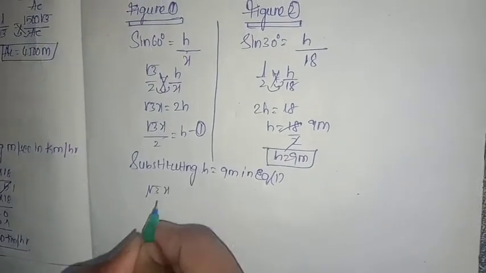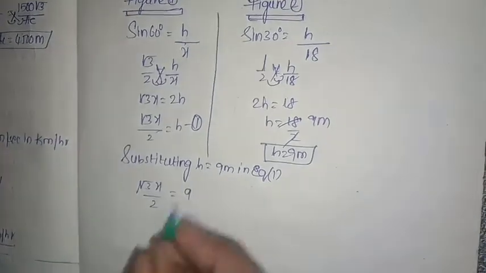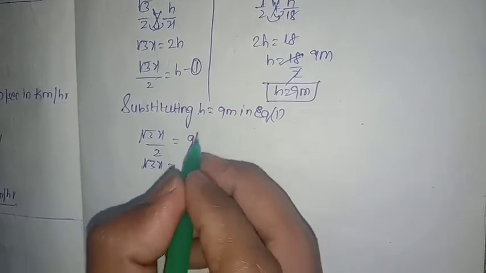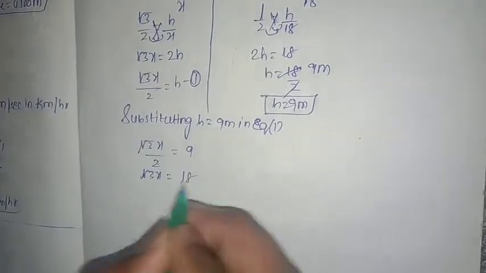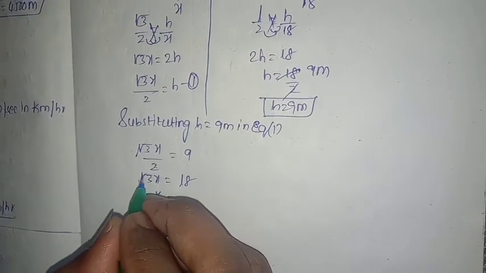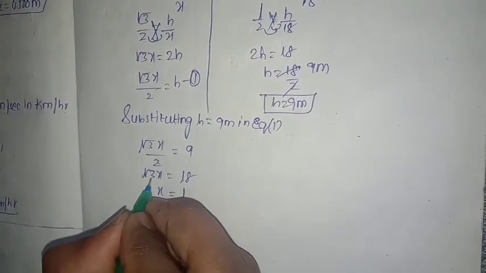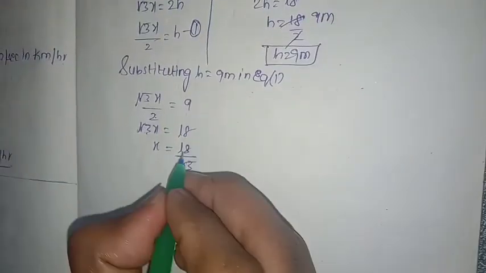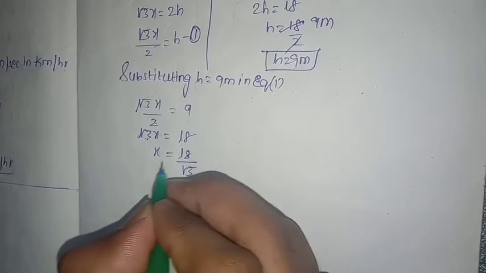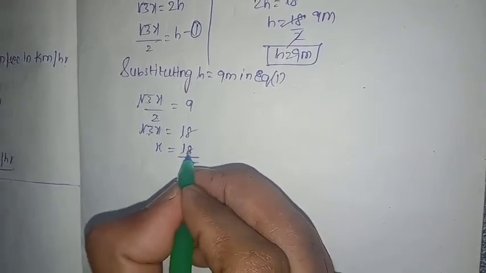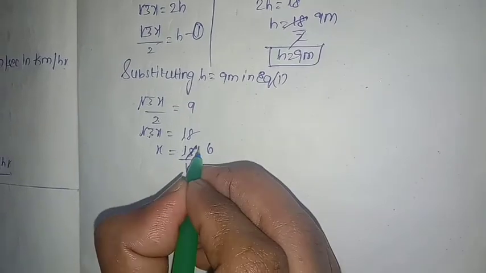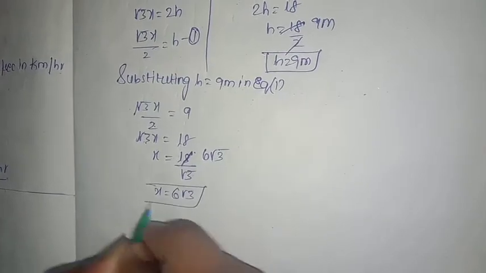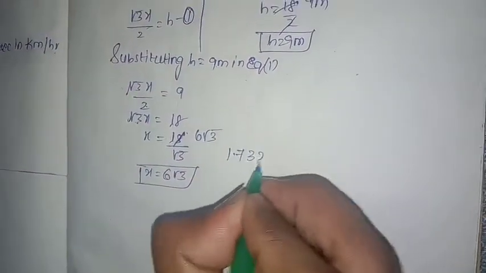So √3x/2 equals 9. So √3x equals, since it is in division form, it will multiply on that side. 9 twos are 18. We want x, so x stays on one side and √3 goes to the other side. Since it is in multiplication form, it will become divide. First we divide 18/3, which gives 6, and we have to mention this root, 6√3. So x equals 6√3. Root 3 equals 1.732, into 6.